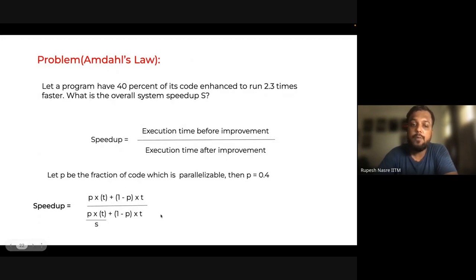So after calculating this, if we substitute the value of 0.4, the upper part becomes t and the lower part will be some kind of equation. We can cancel the t straight away. So after putting in the values of p and s, we get 1.292. So is this problem clear?